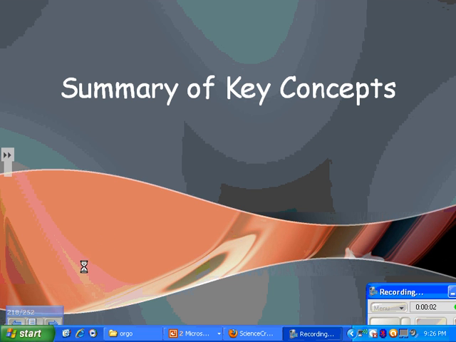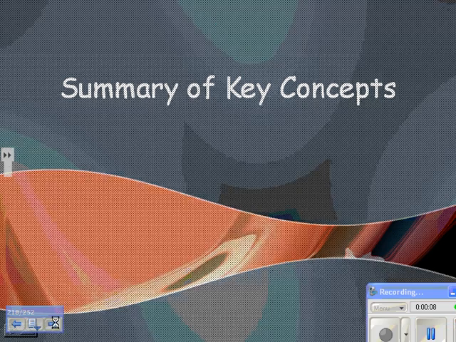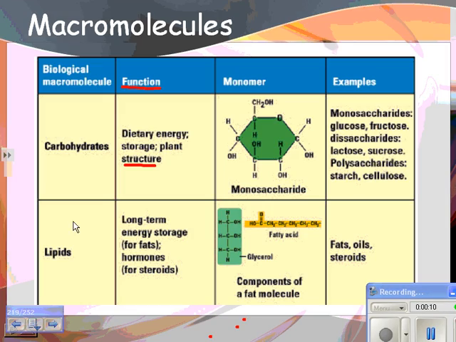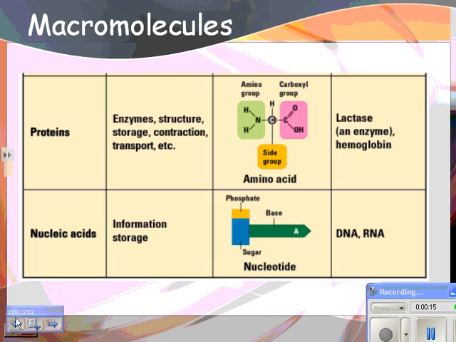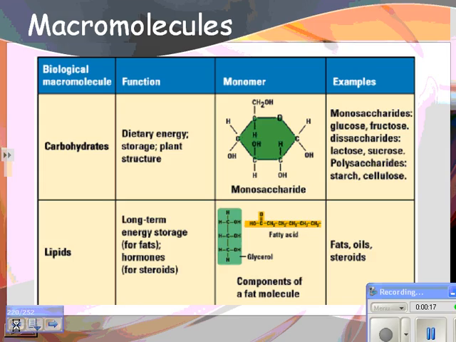Summary of key concepts. We're finishing up the organic chemistry unit today, and we're going to talk about the 4 different macromolecules and summarize what you need to know about each of them. There are 4 macromolecules. There are carbohydrates, lipids, proteins, and nucleic acids. And so for each of these, we're going to look at the function, the monomer in each, and examples of each. You also should know the elements in each type.